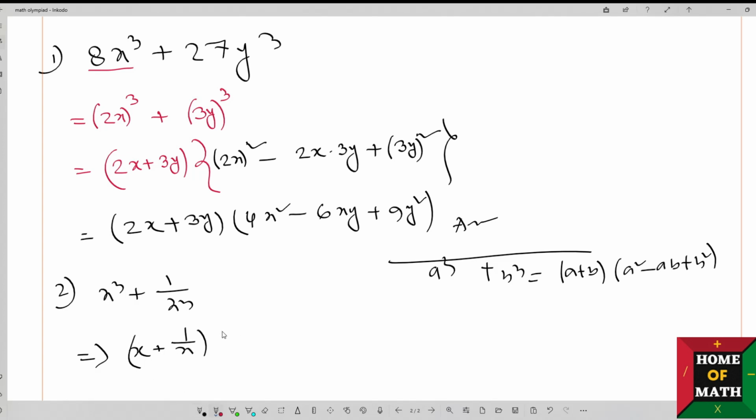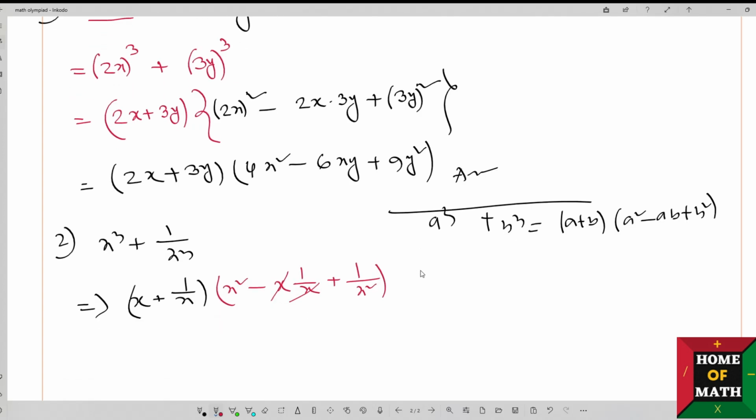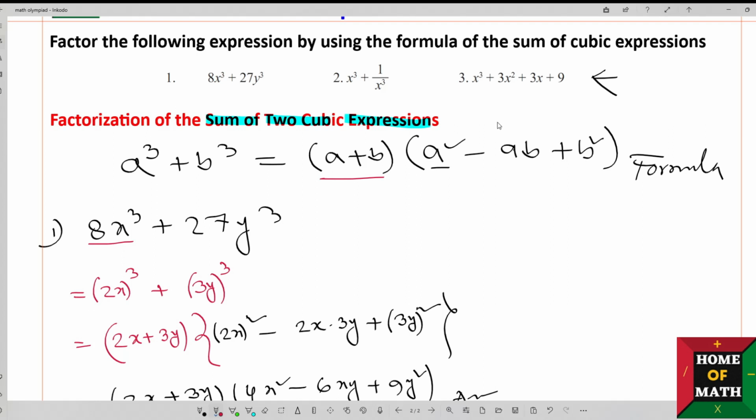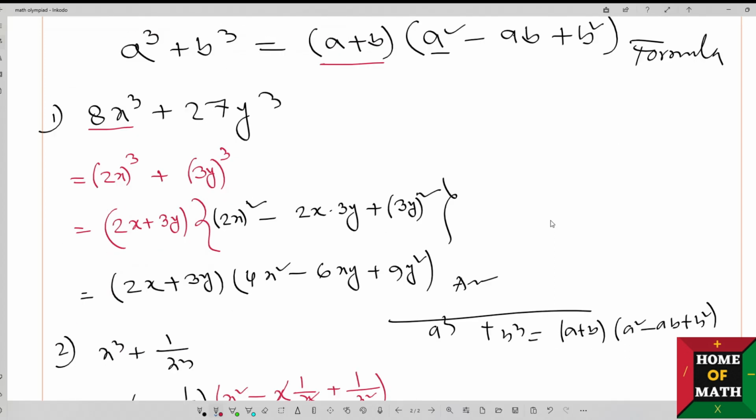Then here is a square, which means x square, minus, then a means x, b means 1 by x, plus b square, which is 1 by x square. Here x divided by x cancels. So the answer will be x plus 1 by x into x square minus 1 plus 1 by x square. That's it.